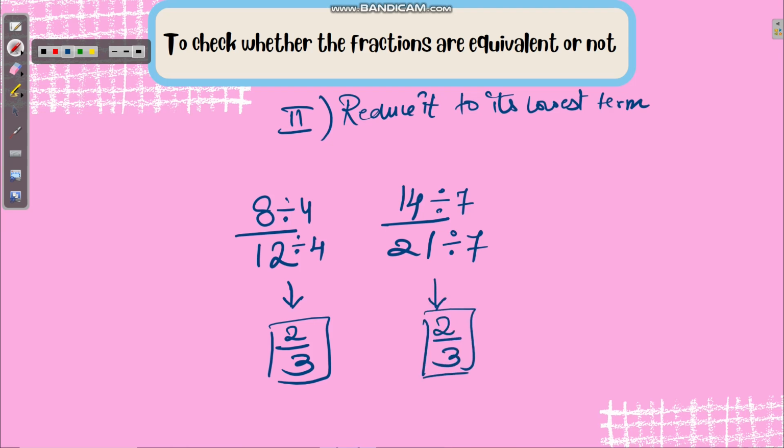If you notice, both the answers are same. That means they are equivalent. So 8 upon 12 is equal to 14 upon 21. Let's verify this using cross multiplication method.